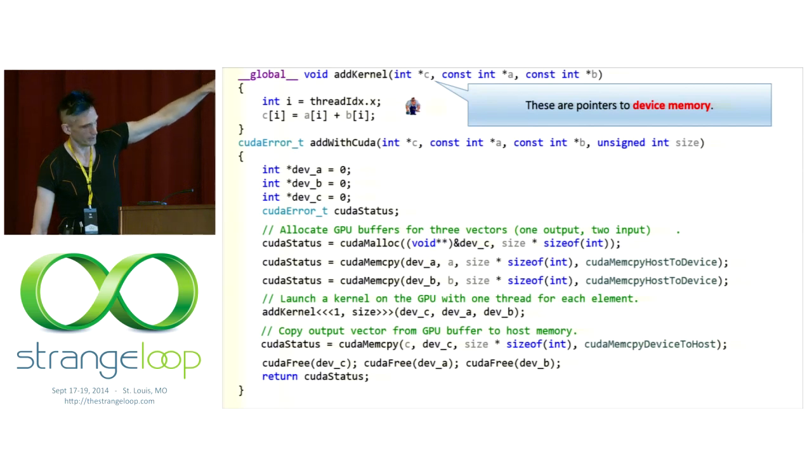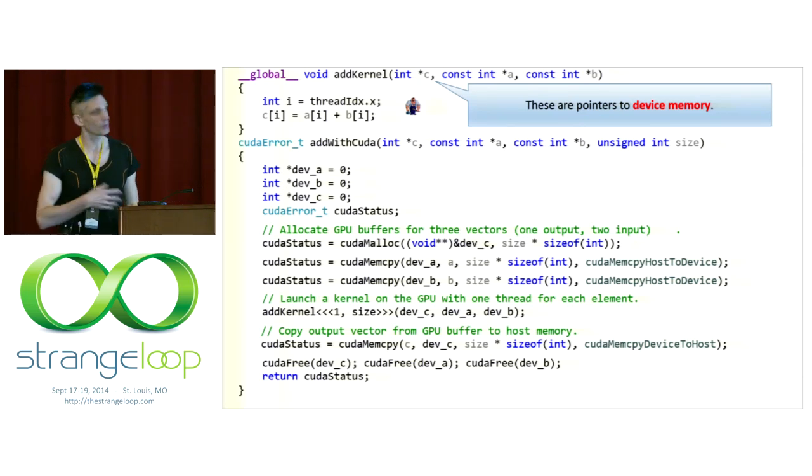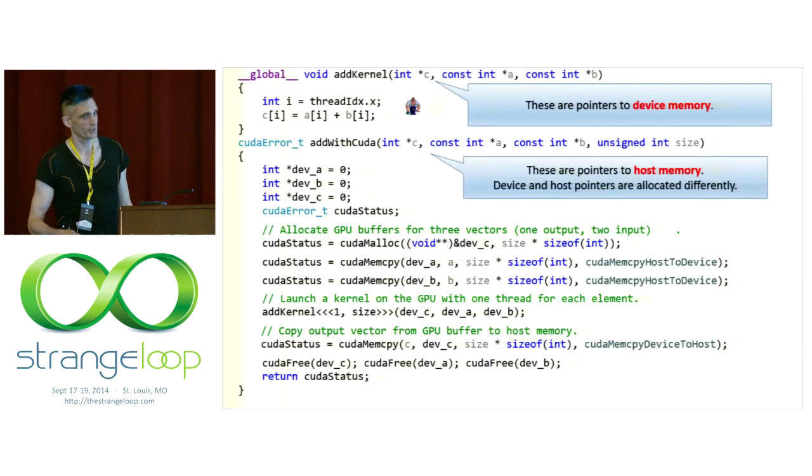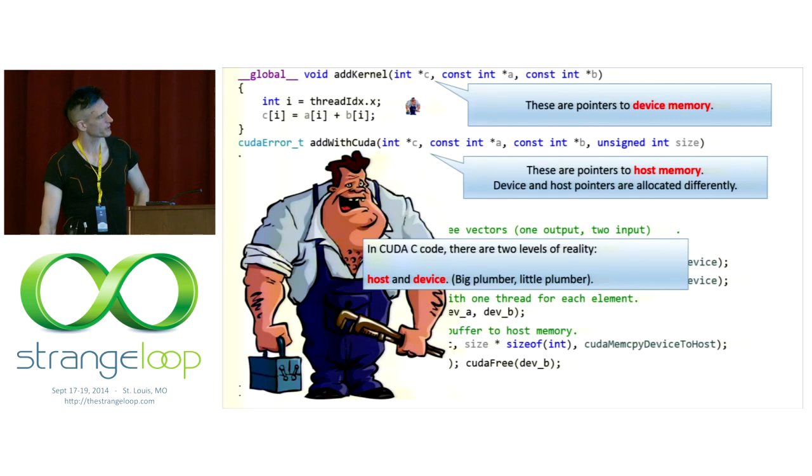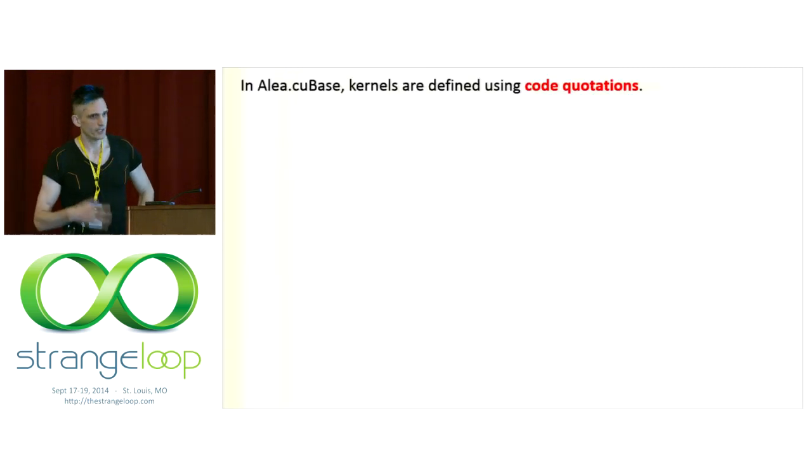Now notice that this is one of the issues with CUDA C that I don't like. On the one hand, we've got pointers to device memory. On the other hand, we've got pointers to host memory, but the compiler can't tell the difference between the two. And that can be a source of very strange bugs and problems. So this is two levels of reality here. There's host and device, big plumber, little plumber. Now in F#, you've got more sophistication.